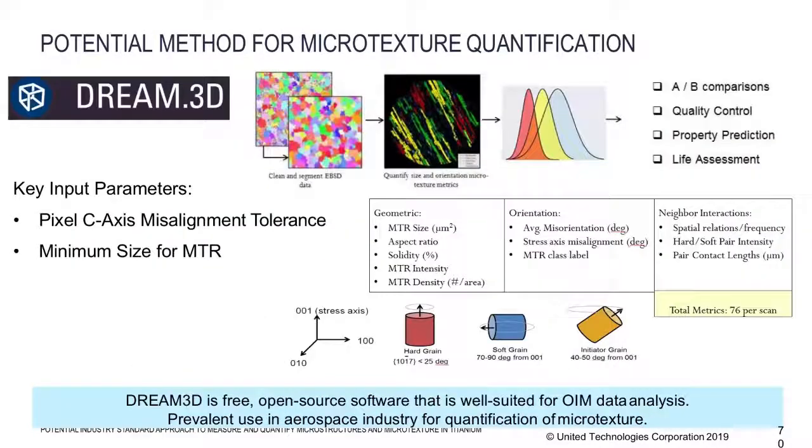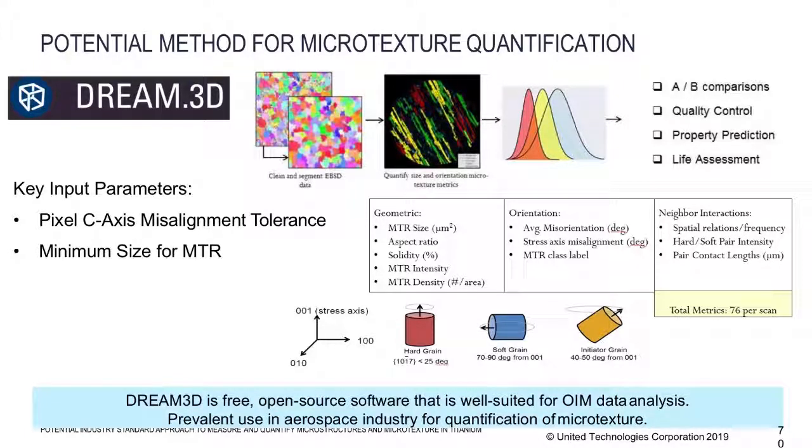So a method to quantify, it's been around for a couple years now, probably maybe 5 to 8 years. We've been using a software called Dream 3D. It was developed in collaboration with the Air Force and Ohio State, I believe. It's particularly well suited for OIM data analysis. It'll read in your raw data, whether it's ANGs or CTF files or other flavors of the file extensions. And it'll clean up your data, remove low confidence EBSD data.